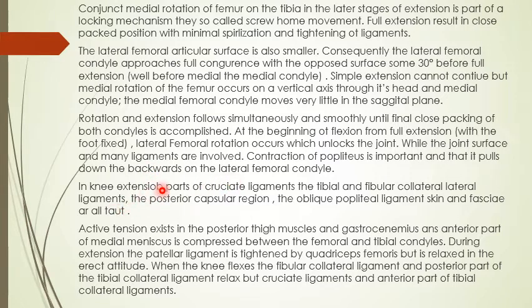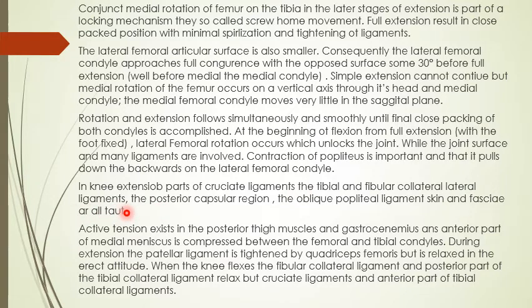In knee extension, parts of the cruciate ligaments, tibial and fibular collateral ligaments, posterior capsule region, oblique popliteal ligament, skin and fascia all become taut.